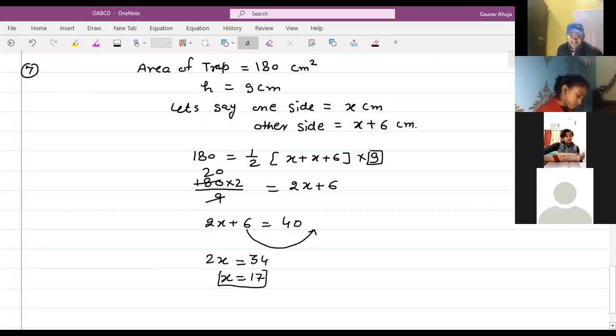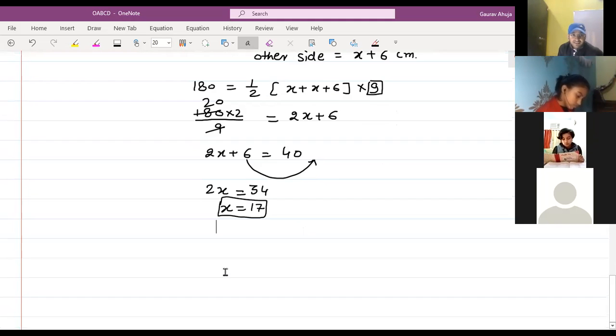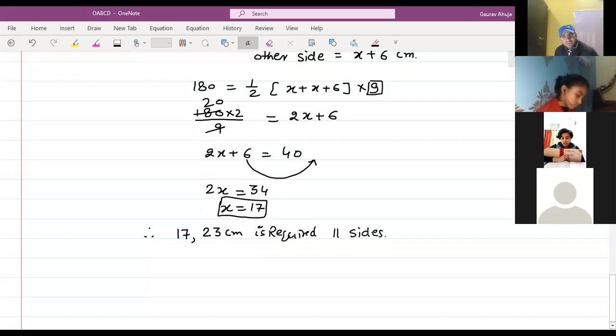So one side is 6 centimeter more than the other side. We'll just write the parallel sides. Therefore the first side is 17, add 6, you'll get 23. 17 and 23 centimeter are the required parallel sides. Because one is x, the other is x plus 6. Okay, children? Any doubt? No, sir. Very good.